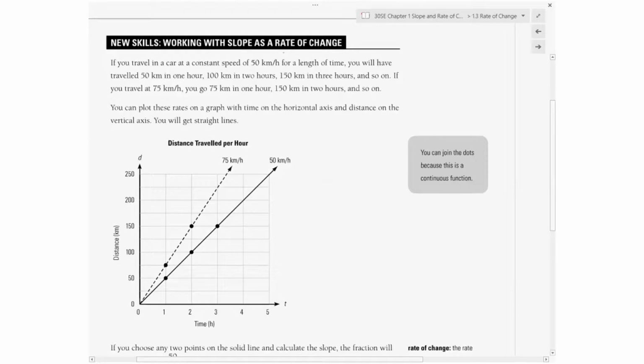We're going to use slope now as a rate of change, so actually get into it. If you're traveling in a car at a constant speed of 50 kilometers per hour for a length of time, you will have traveled 50 kilometers in 1 hour, 100 kilometers in 2 hours, 150 kilometers in 3 hours, and so forth. If you're going 75 kilometers an hour, well, the first hour you go 75, the second you go 150, etc. You can plot these rates on a graph with time as a horizontal axis.